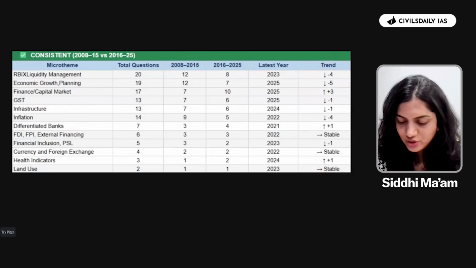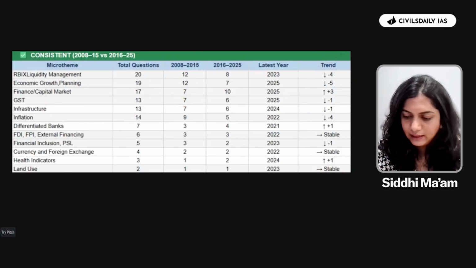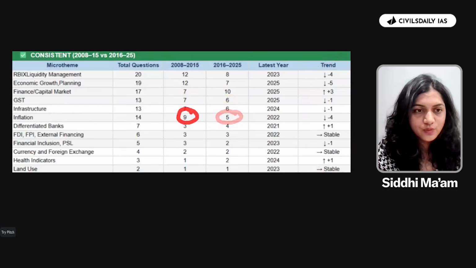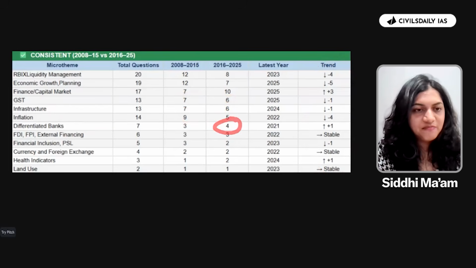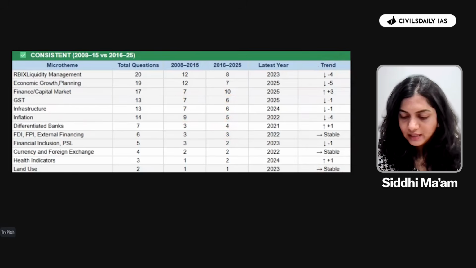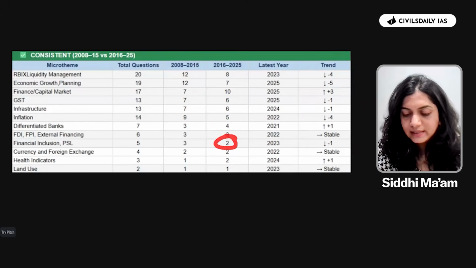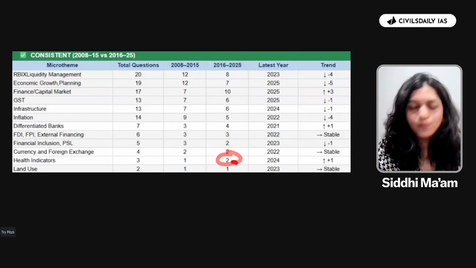Alright, then comes GST. GST was very much in topic before, so a lot of questions were coming at that time. Now it has decreased. Infrastructure, again 6 questions. Inflation, 5 questions. Before that 9 questions were asked. Differentiated banks, 4 questions. FDI, FPI, external financing, all of these are in an increased position. Stable, 3 questions. Financial inclusion, PSL, 2 questions. Currency and foreign exchange, again only 2 questions in the last 10 years. Health indicators, 2 questions. And land use, 1 question.